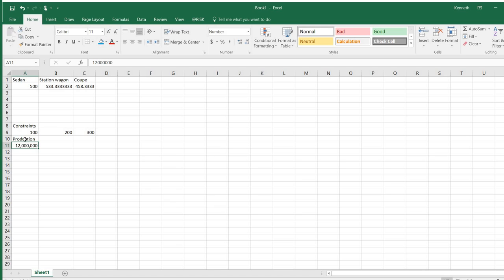Since we have our coefficient for x, our coefficient for y, and our coefficient for z, right? We need to start using that sum product, right?